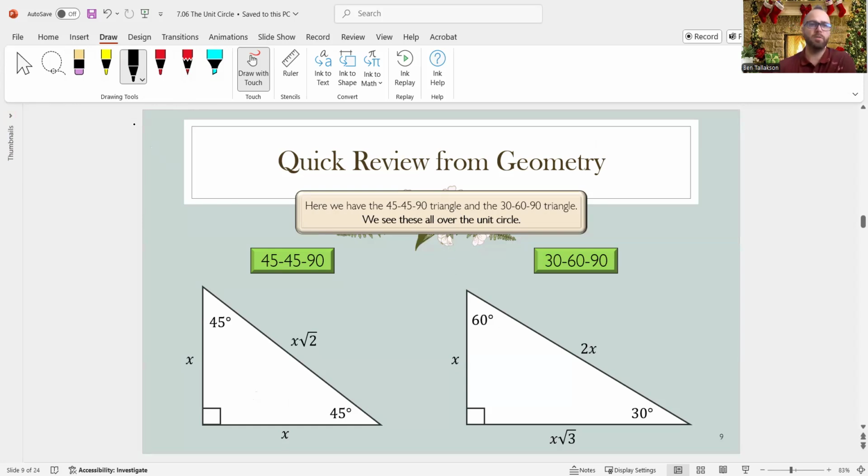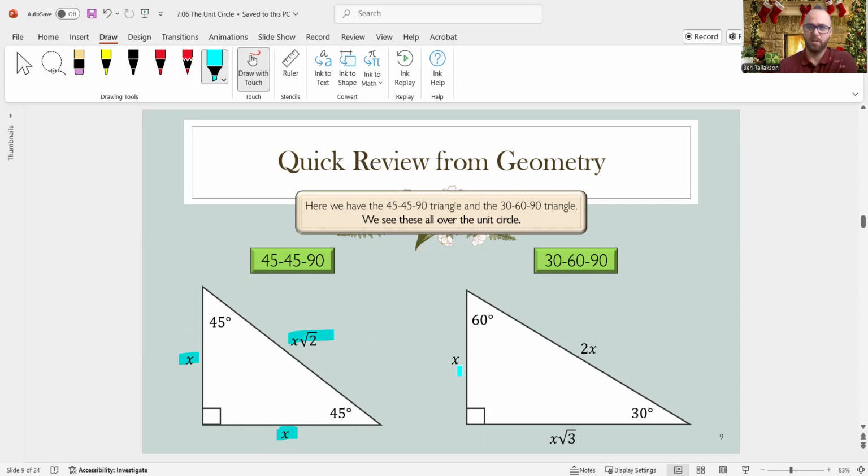Okay, there's a quick review from geometry. Two of the most popular triangles that exist are 45, 45, 90 and 30, 60, 90 because you see them the most in the real world. So it's important to know how their sides correlate. For a 45, 45, 90, these two sides are the same. The hypotenuse is that length times square root of 2.